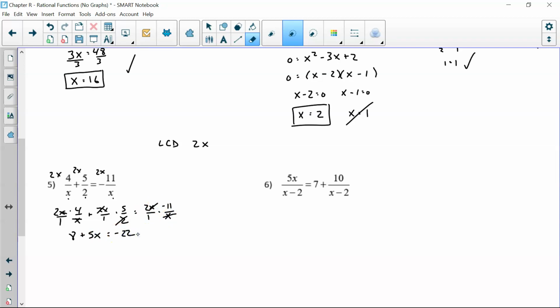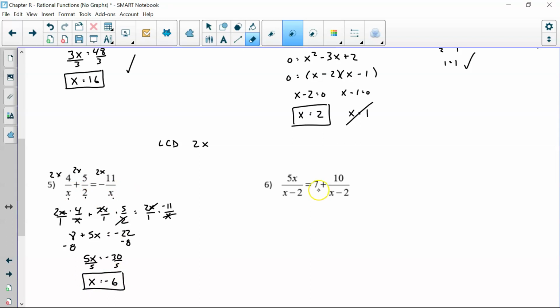No more fractions. Just a regular Algebra 1 problem. We subtract 8 from both sides. 5x equals negative 30. Divide both sides by 5. X equals negative 6. If I put a negative 6 in there, it's not going to cause division by 0. This is a valid solution.